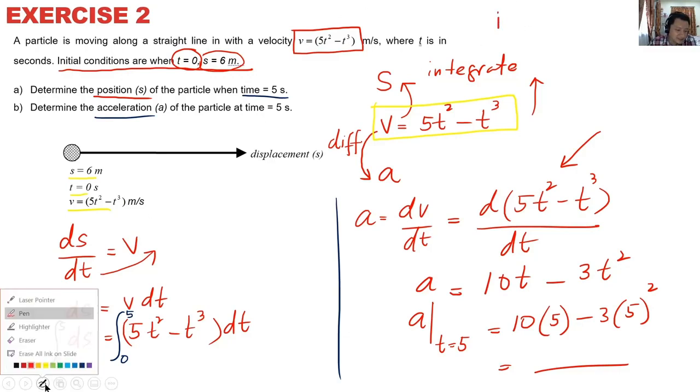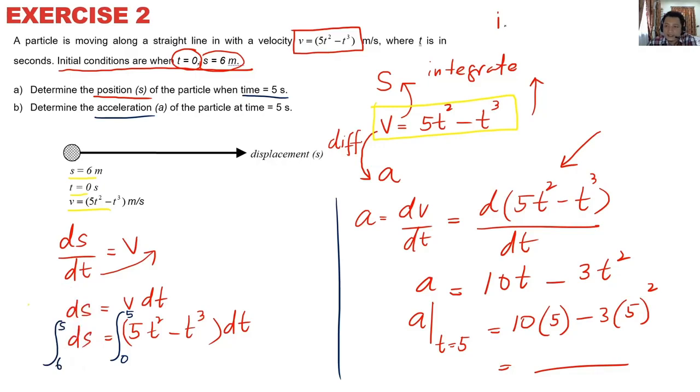Both equations are in the function of time. This is important.